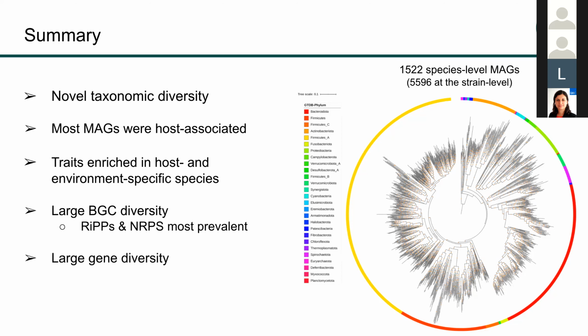And more generally, we saw quite a lot of gene diversity when doing gene level assemblies. And interestingly, based on our host environment association analysis, we did see potentially a lot of functional redundancy where it's the same COG categories, same KEGG pathways, but different taxa performing these processes in these different biomes.